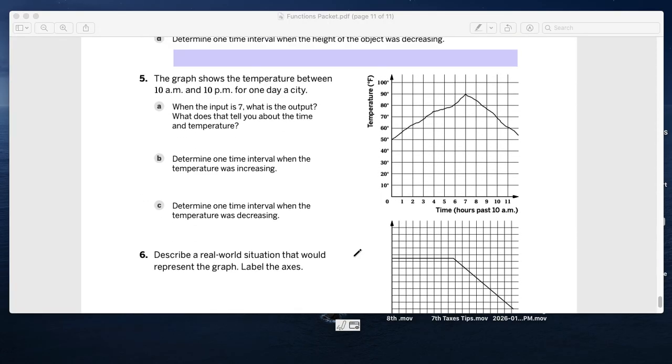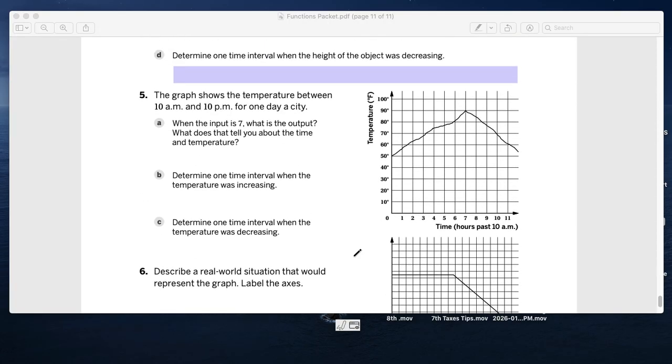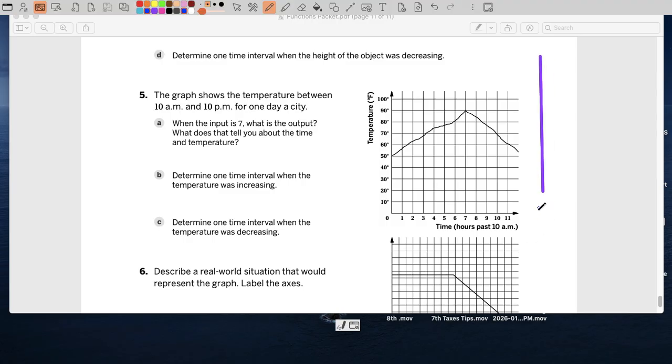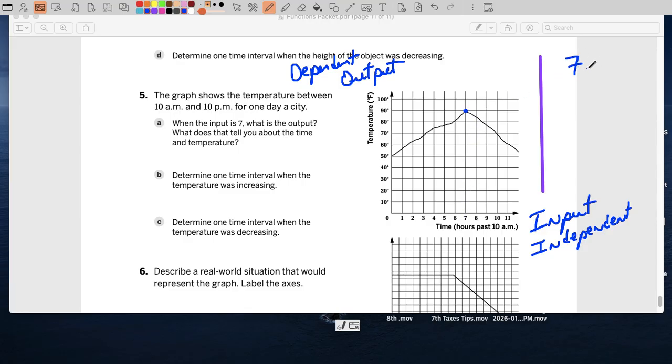Number 5, the graph shows the temperature between 10 a.m. and 10 p.m. for one day in a city. When the input is 7, you should always write that x is your input. Remember, this is your output. You can write that this is also your independent values, and these are always the dependent values. So when x is 7, what's the output? When x is 7, the output is 90.